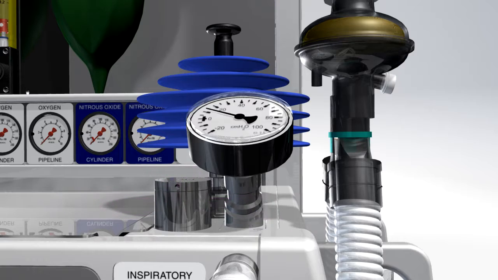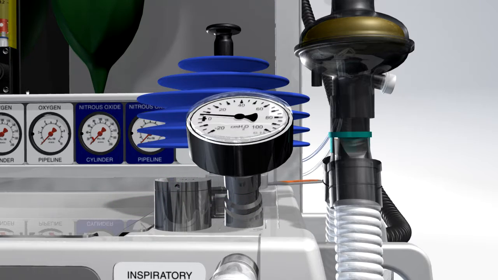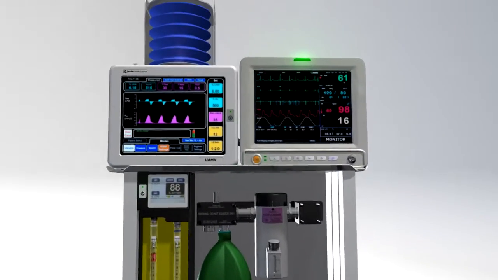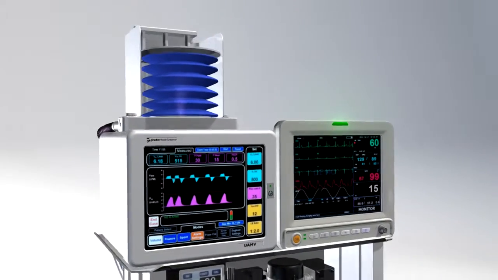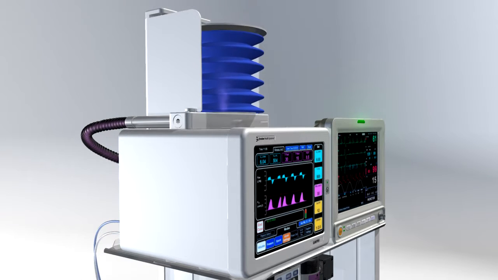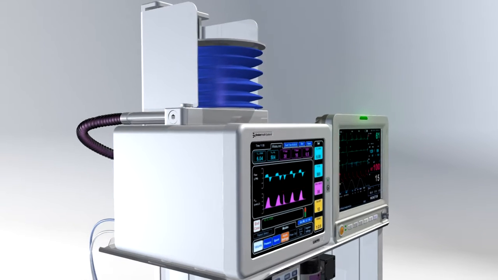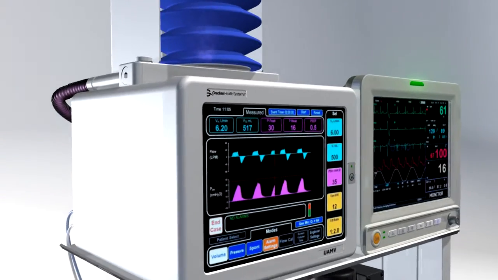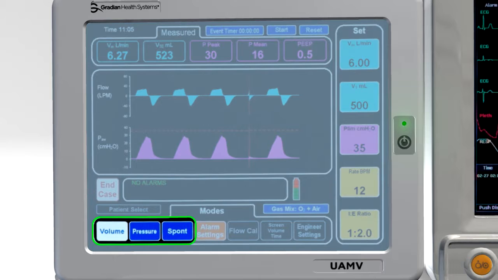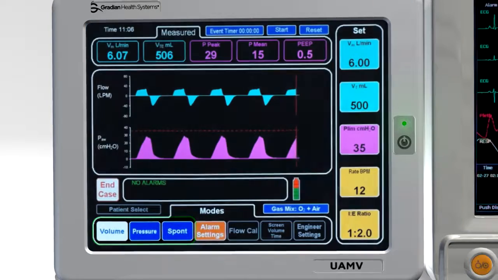The optional ventilator provides automatic IPPV. It is electrically driven and does not require compressed gas. Internal batteries provide up to 6 hours of backup operation. The UAM ventilator operates in volume control and pressure control modes. During spontaneous breathing and manual IPPV, it will display pressure and flow readings.